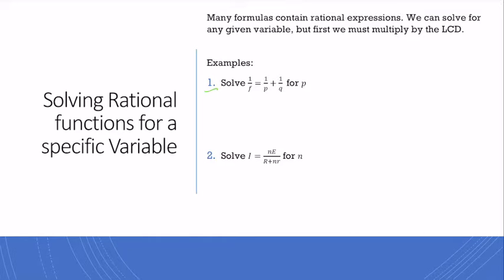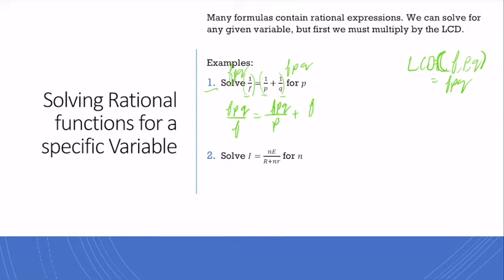So I need to figure out the LCD of this function. Well, the LCD of this function is going to be fpq, because the LCD of f, p, and q is all of them multiplied together, right? fpq. So I'm going to multiply both sides of this equation by fpq. That gives me fpq over f equals 1 over, fpq over p plus fpq over q. So my f's are going to cancel, my p's are going to cancel, and my q's are going to cancel. This leaves me with pq equals fq plus fp.